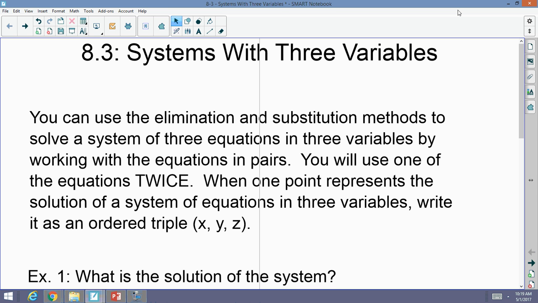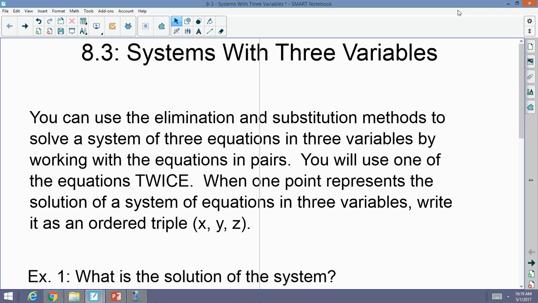Today we're continuing with systems, guys, and so far we've learned how to solve systems of linear equations with two variables. We know how to solve them by graphing, by substitution, by elimination. We know how to set up word problems using this very powerful way to solve word problems. And today we're going to learn how to solve systems with three variables.